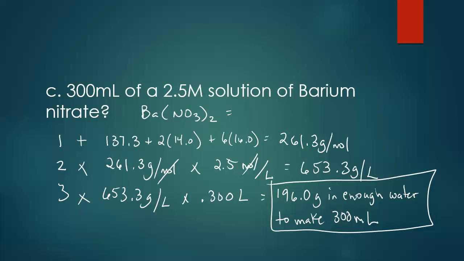Wait, why did you put 30? Put 300. Because 3 milliliters is, most of my graduated cylinders are in milliliters instead of liters. It's just easier to go back to the original. I'm answering the original question. The original question is how much mass would you need to make 300 milliliters of a 2.5 molar solution? So the answer is 196 grams in enough water to make the 300 milliliters.